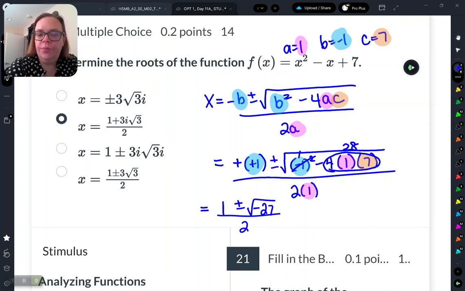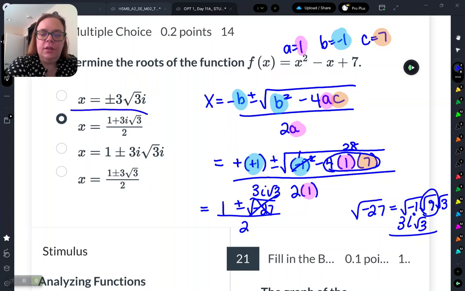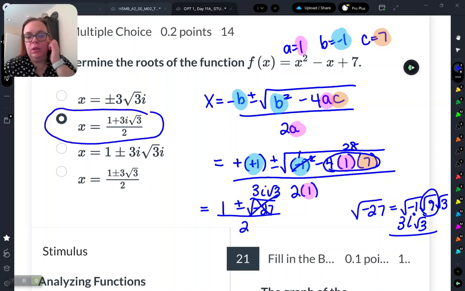Okay, so the square root of negative 27 is the square root of negative 1 times the square root of 9 times the square root of 3. There's your i. The square root of 9 is 3. So that's where this 3i rad 3 comes from. So if we simplify that, the answer is this one. Although it looks like they forgot the minus in the plus or minus. That's unfortunate. Okay.